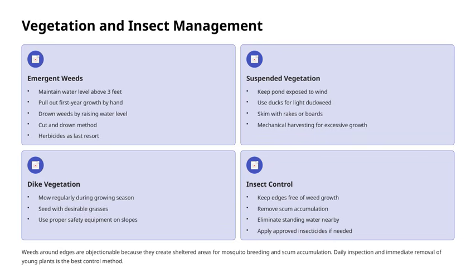Removing scum and eliminating standing water nearby are crucial because these are prime breeding grounds for mosquitoes. Applying approved insecticides is a last resort if necessary, but the best approach is prevention, regular inspection, and immediate removal of young plants and potential breeding sites. Weeds around edges are especially problematic because they create sheltered areas that facilitate mosquito breeding and scum accumulation. Vigilance and prompt action are your best tools for keeping insect populations in check and ensuring a healthy pond environment.